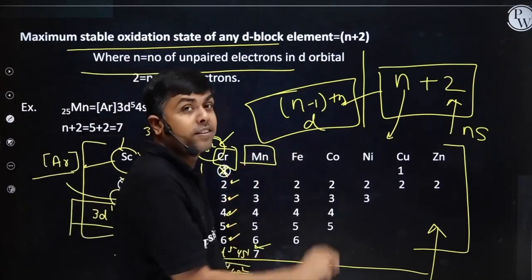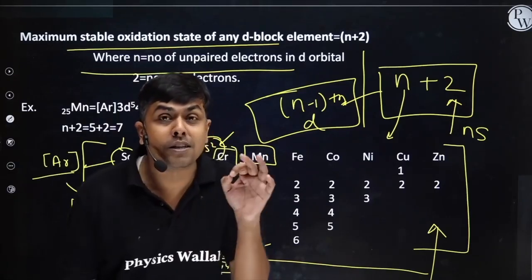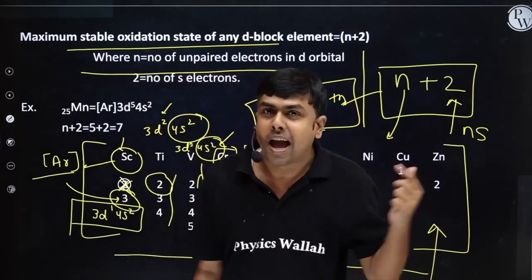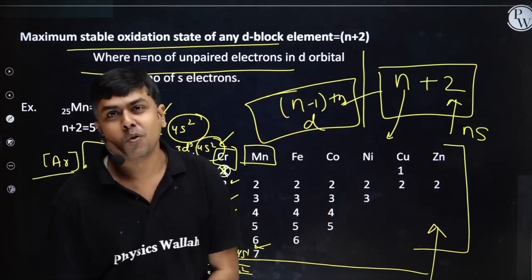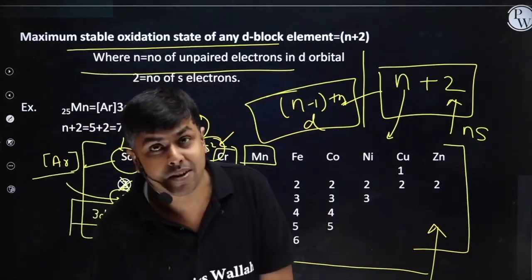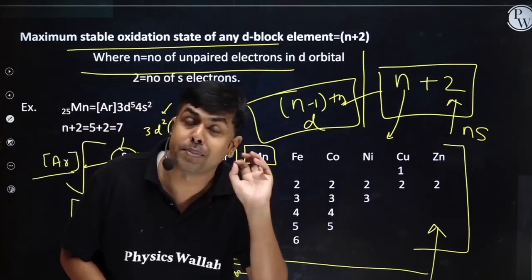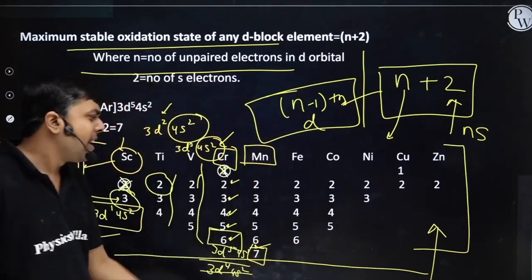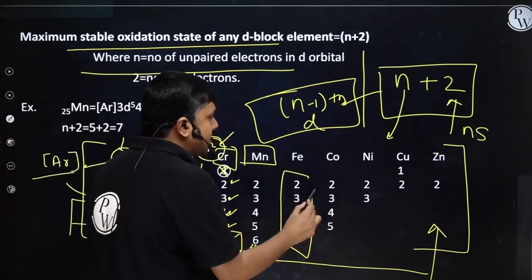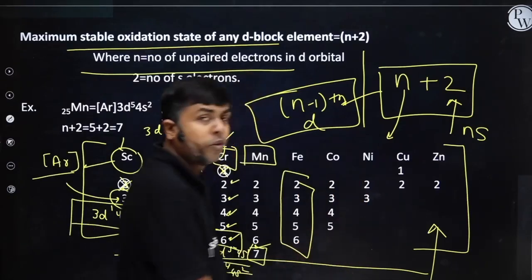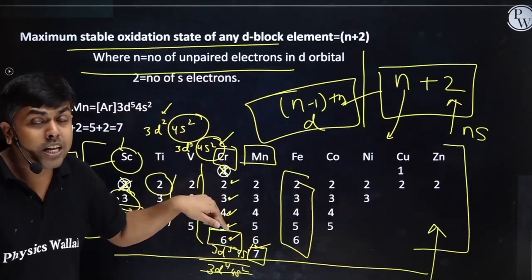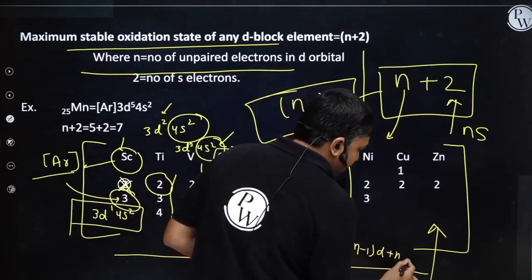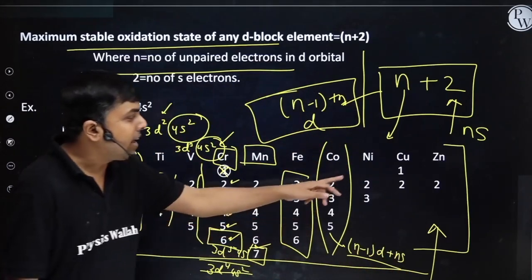Next, manganese. Now this manganese will show oxidation states from plus 2 to plus 7. 3d5 4s2, so 5 unpaired electrons in 3d and 2 electrons here, so total 7. So the maximum oxidation state of manganese is plus 7, whereas the maximum oxidation state of chromium is plus 6. These things are really, really important. Plus 6 for chromium, plus 7 for manganese. Iron, plus 2 to plus 6. Cobalt, plus 2 to plus 5. I hope you understood: number of unpaired electrons in (n-1)d plus ns, right? Okay, nickel plus 2 and plus 3.